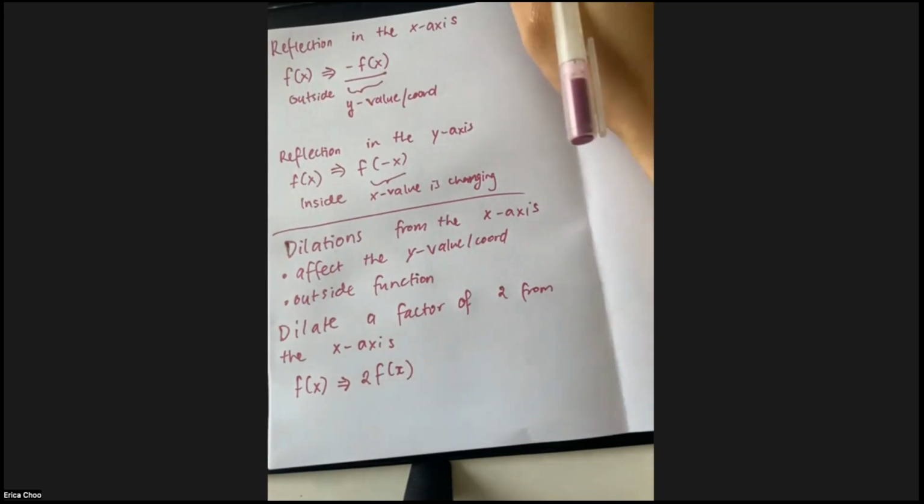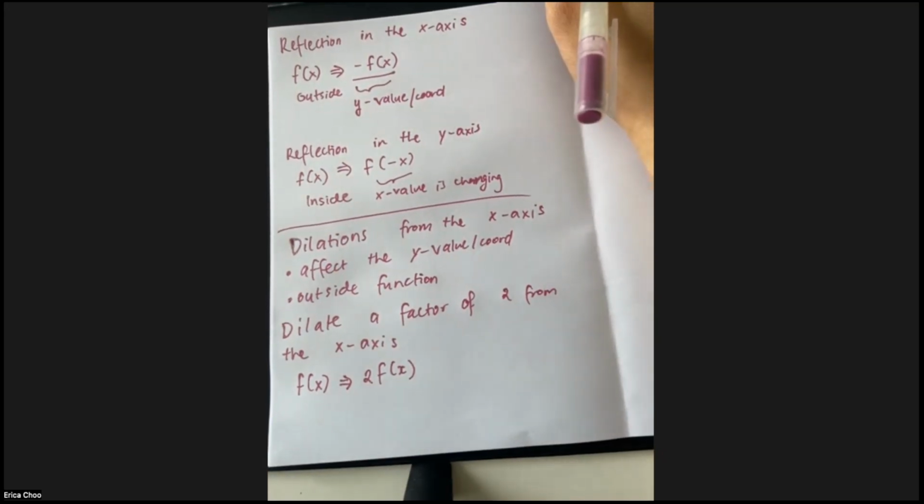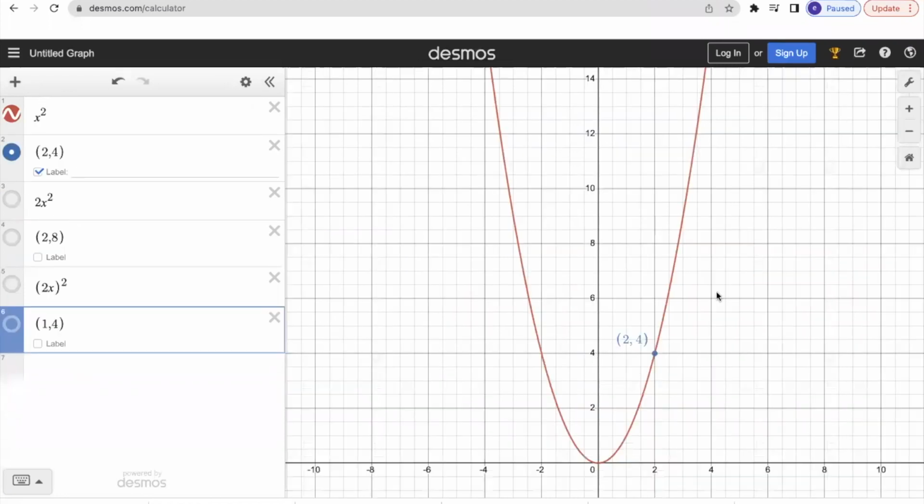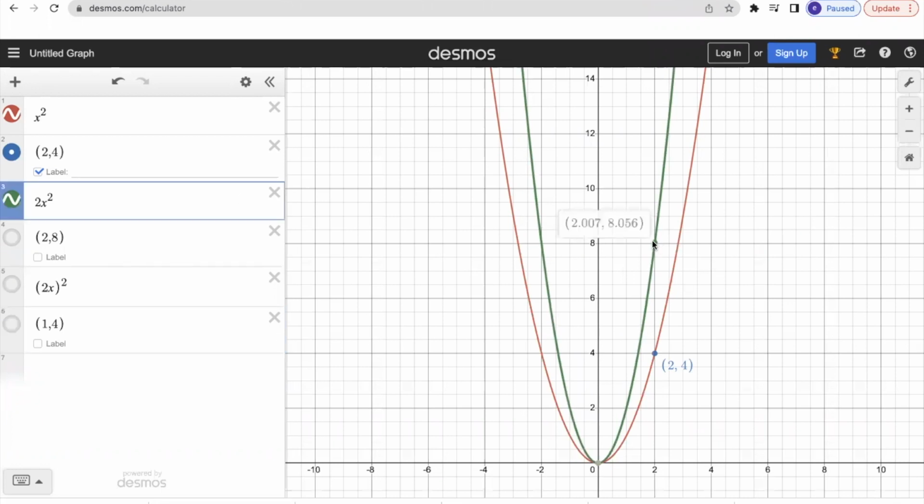Okay, so now you might be thinking, how does it affect the y value or y coordinate? If I share screen again, let's look at this graph over here. We have just a normal parabola, and if I apply the transformation f of x turns into 2f of x, so the function x squared becomes 2x squared. Now my coordinate (2, 4), I've changed the y value and I've multiplied it by 2. So obviously, if you look over here, our (2, 4) in the original function becomes (2, 8).